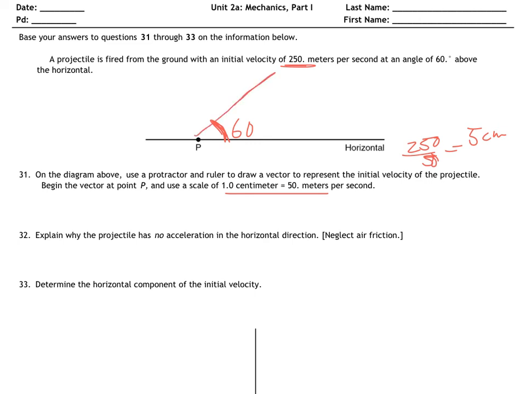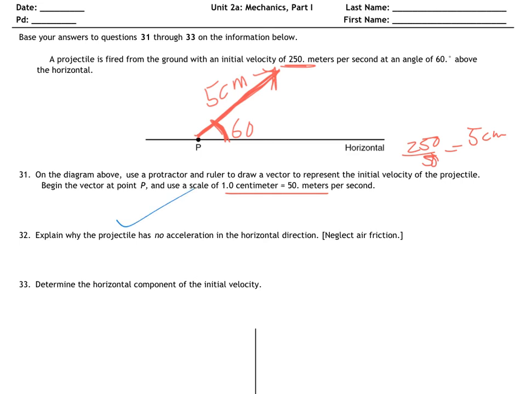So I'm just going to throw in a line here. I have no idea if this is correct or not, guys. But your line needs to be exactly 5 centimeters long, as close as possible, and then 60 degrees above the horizontal. So use a protractor to get this angle correct, and use a ruler to get that distance correct. So let's just say that I did it, and then that part's done.